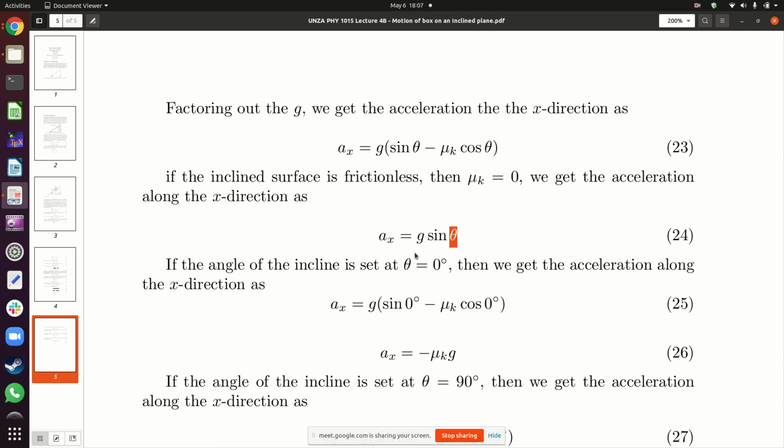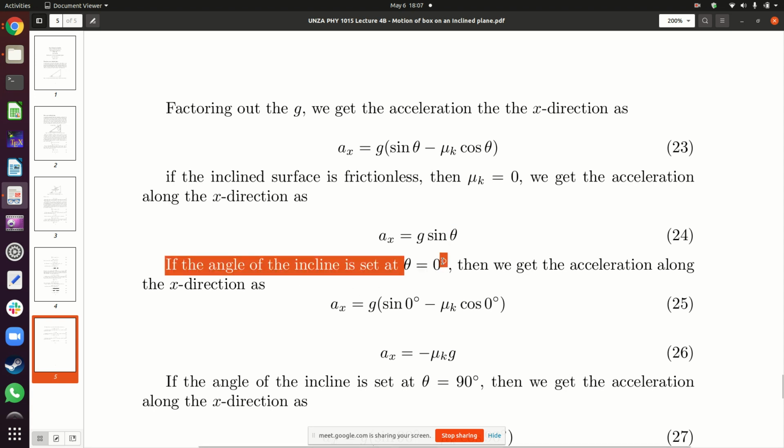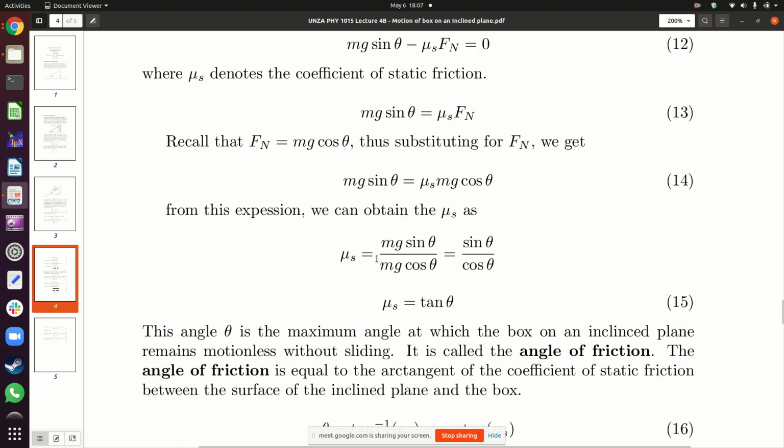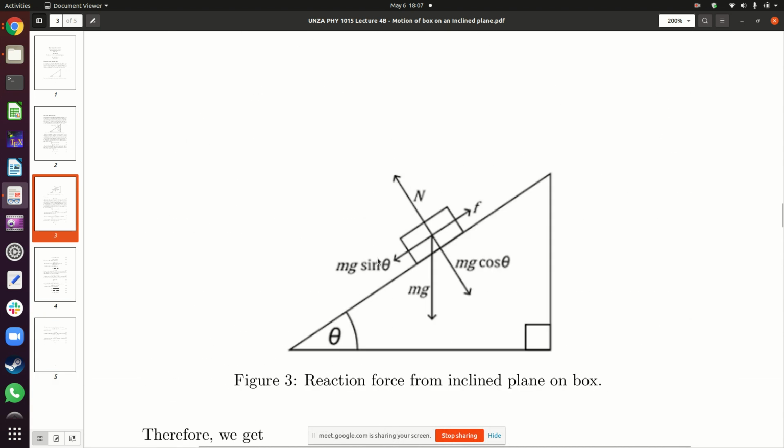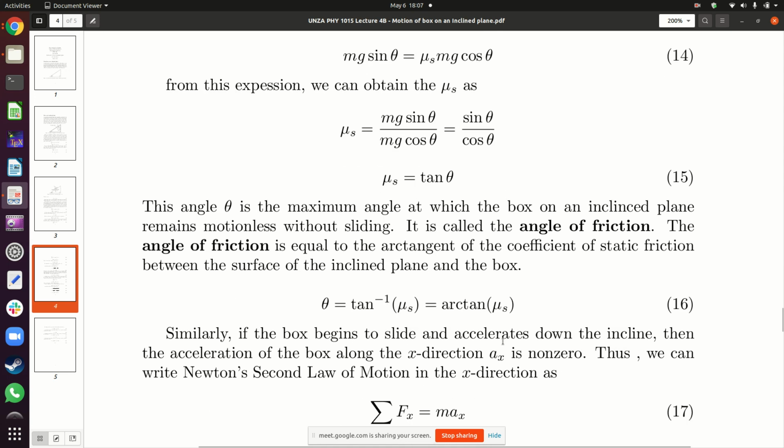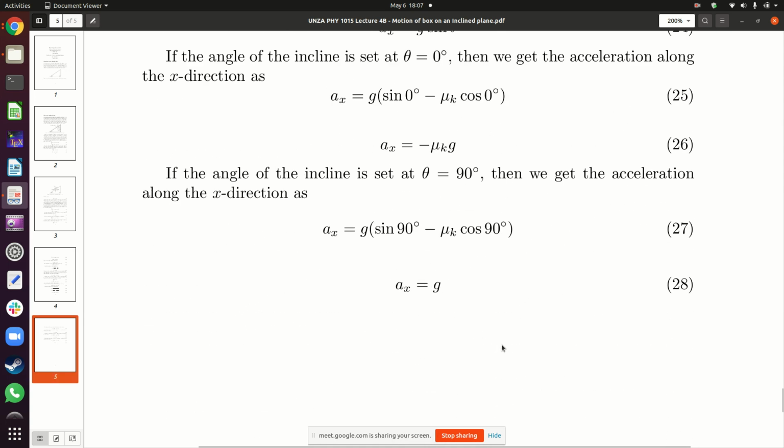I'm clear. The other case is when the incline decides to say, I'm tired of being an incline, I'm going to become a flat surface. What does the incline look like? This is what the incline looks like. It makes an angle theta. So when the angle theta becomes 0, then this incline becomes a flat surface. So when the incline decides to become a flat surface, in that case, what happens to our expression of acceleration?